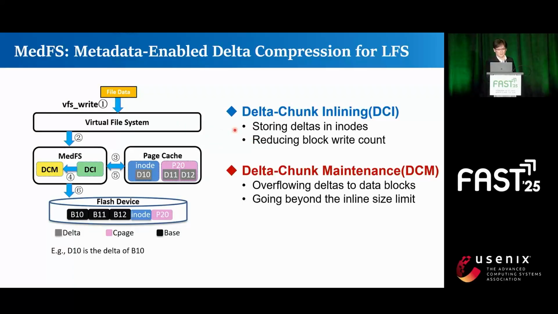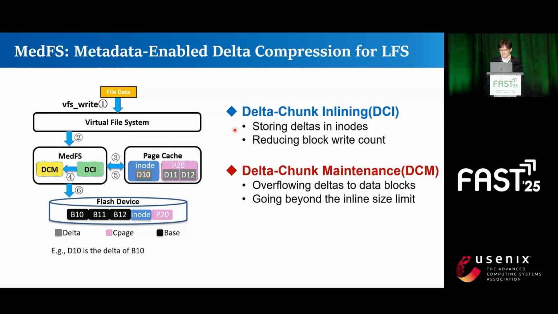But because the inode size is still limited, it is possible that the inline area overflows. So in this case, selected deltas will be evicted from the inline area, and the evicted deltas will be handled by DCM. DCM will store the evicted deltas using delta blocks, regular blocks.